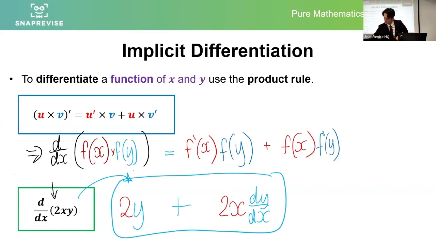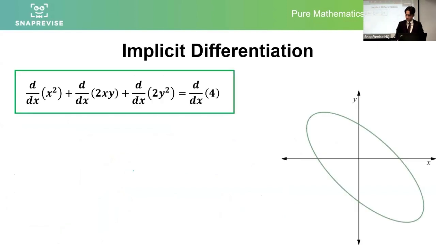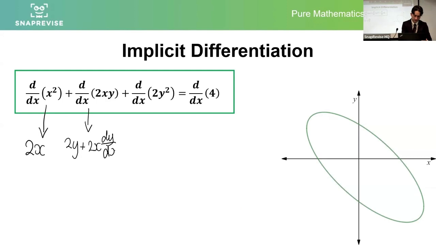Okay, so we're going to put this all together and see how we go. Differentiating each of these bits, that becomes 2x. That became 2y plus 2x dy dx. This one, remember, became 4y dy dx. And this one became 0. So if we rearrange it all to one side, get the dy dx's on one side and the other bits on the other side.